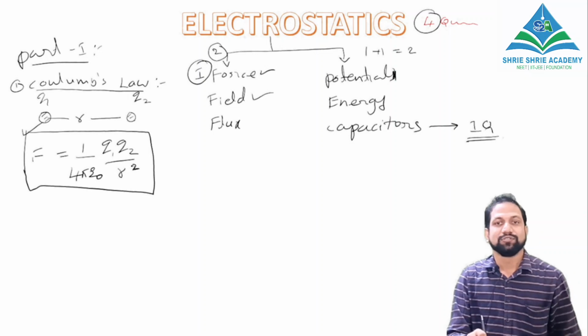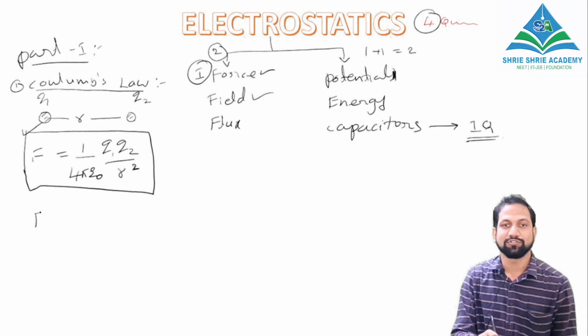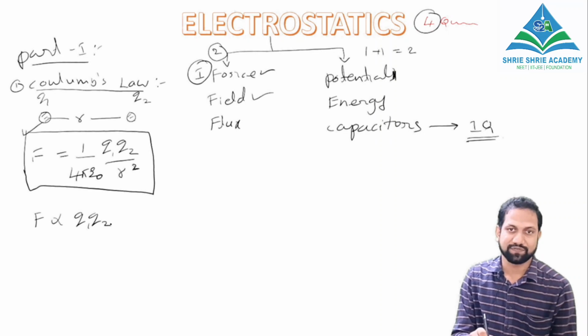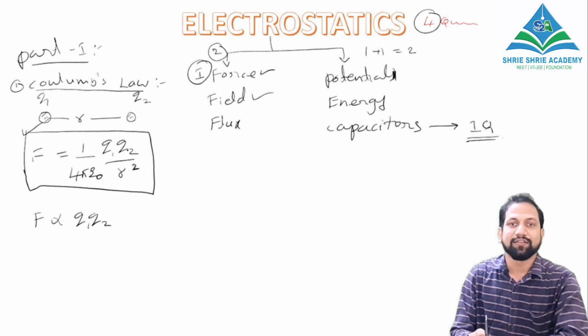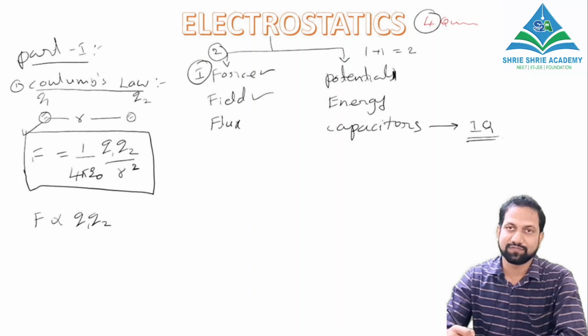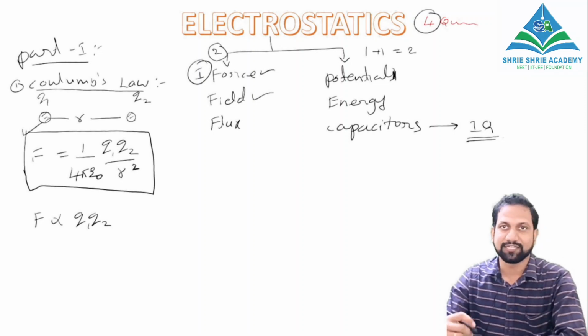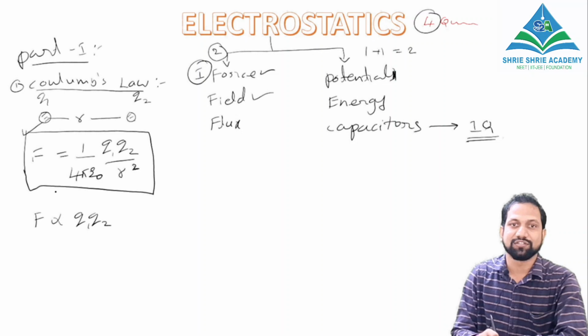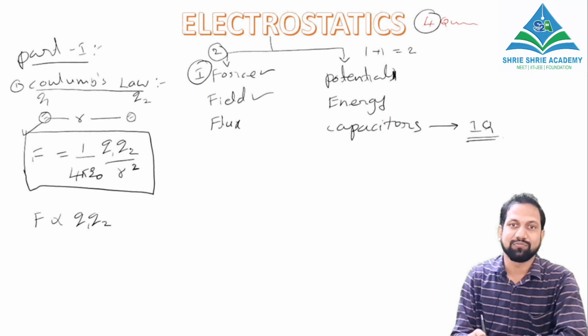Remember, the force is directly proportional to the product of the charges, neither addition nor subtraction nor division. Understand? It is a product of the two charges. This force can be attractive and also repulsive. If they are like charges, then definitely it is repulsive. Unlike charges, it is going to be attractive. And the formula given here is not the vector form, it is just the magnitude.